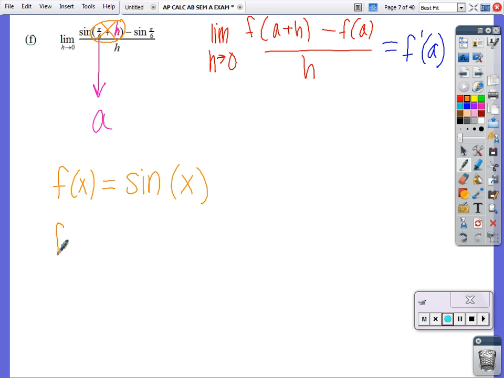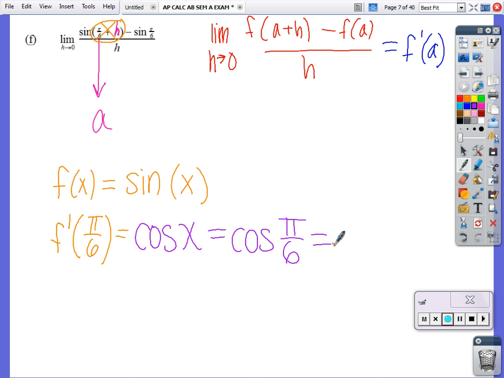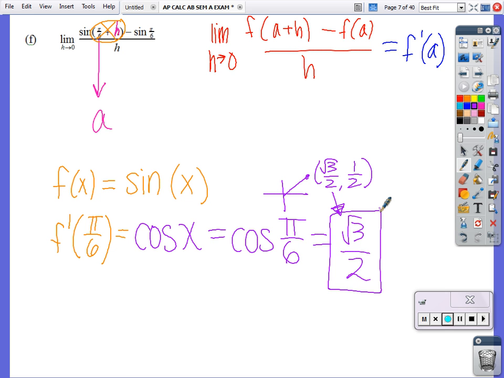So the question that they're asking you is to find the derivative at pi over 6. It's a completely different way to do the problem, but if they're using that definition, might as well use it to simplify the problem a little bit, because you can find the derivative of sine of x easily. That's cosine of x. And then you can find the cosine of pi over 6 easily. And remember, for pi over 6 the point would be root 3 over 2, comma 1/2, and cosine is the x value. So the answer to this question is root 3 over 2.